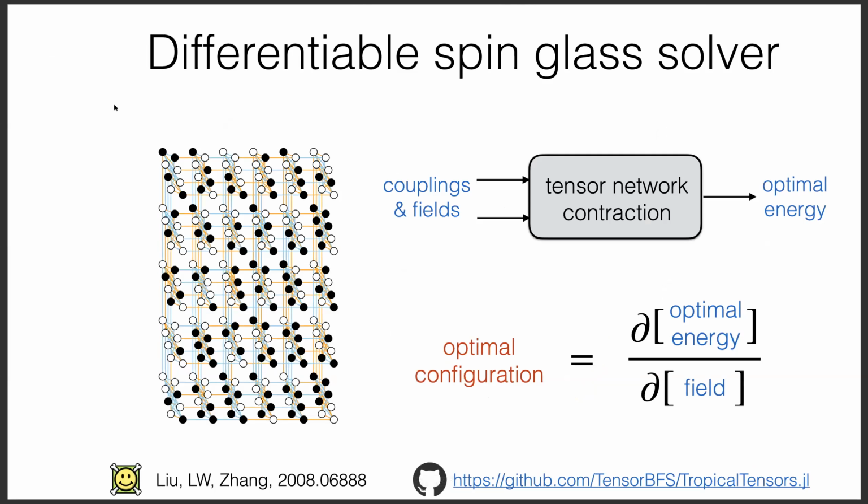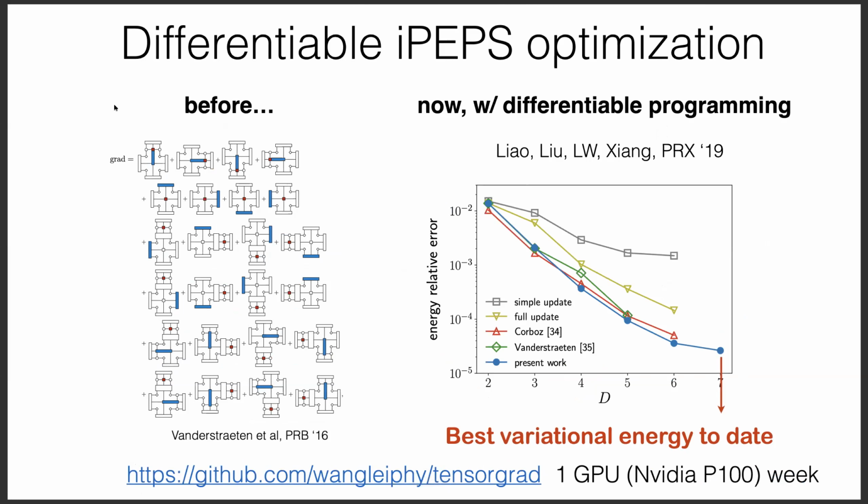So let me move on to quantum problems. So this is for the two-dimensional Heisenberg model, a standard benchmark problem for quantum spins. Tensor networks were used as a variational ansatz for this class of problems. And a good way to optimize those tensor networks is again to compute the gradient.